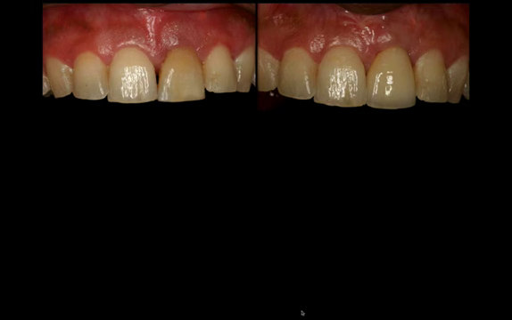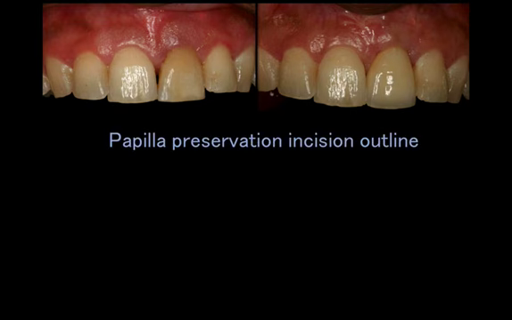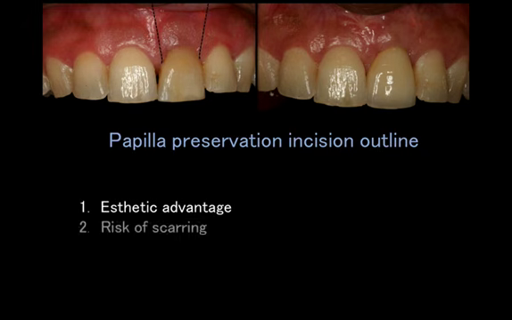And I believe this is due to the staged approach, where every time I had a surgical opportunity to augment bone, and I could also manipulate the tissue in a way that was advantageous for the final outcome. So when you're considering a papilla preservation incision outline, it has an aesthetic advantage, like I showed in this case, but you're also risking scarring. So take this into account.